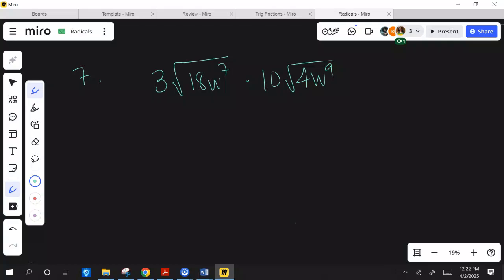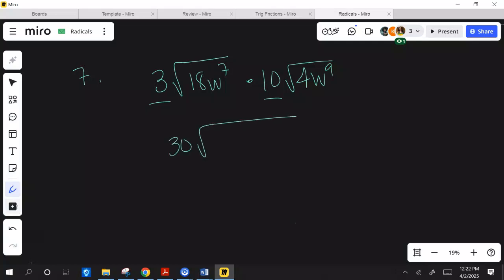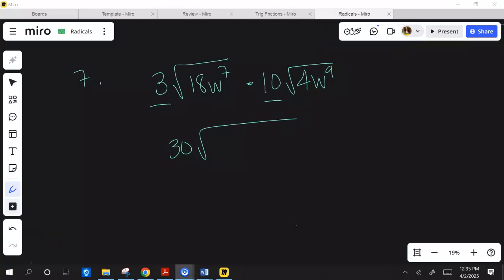Combine them first. So on the outside, I have 3. Because the number's outside, this is a multiply problem. So 30 square root. What now? 18 and the 4. 36, 72.